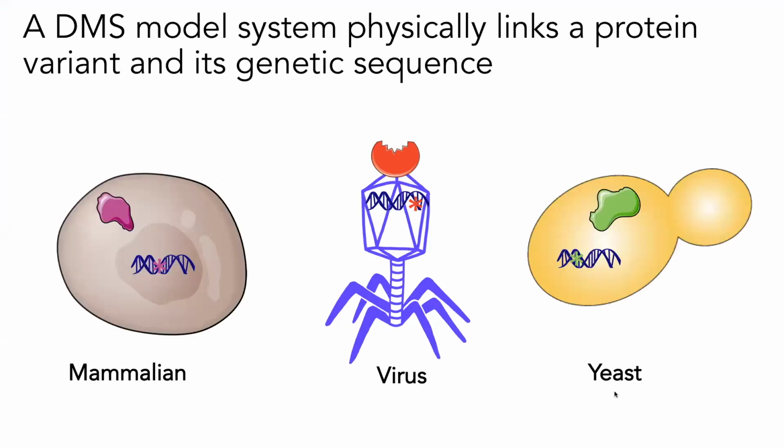So really the fundamental purpose of a model system in a DMS is that it serves as that physical linkage between the variant protein that's being expressed and its underlying genetic sequence. And that's the case whether you're working in mammalian, virus, or yeast. But I think the model system choice has a lot of implications far beyond that sort of fundamental role.